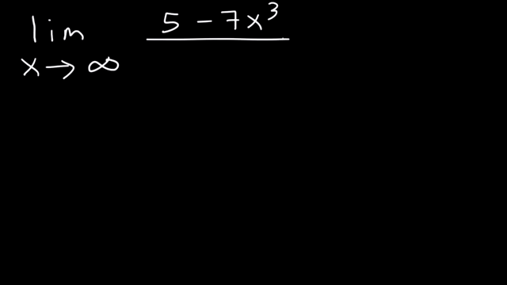What is the limit as x approaches infinity of 5 minus 7x cubed divided by 3x plus 5x cubed plus 9? Go ahead and try this problem. So notice that the degree of the numerator is 3, and the degree of the denominator is 3. That's the highest exponent on top and on the bottom.